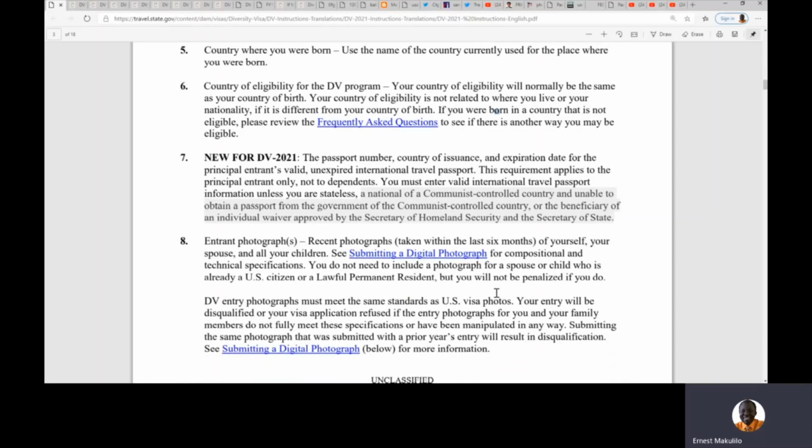So this is the new passport requirement. For the new DV 2021 and obviously beyond, the passport number, country of issuance, and expiration date must be valid. You must use this information. If you don't have a passport or your passport has expired at the time of application, you cannot apply. The only waiver is for people who come from communist countries and are not able to get a passport. Even then, you must get approval for the waiver from the Secretary of Homeland Security or Secretary of State. You cannot bypass this.